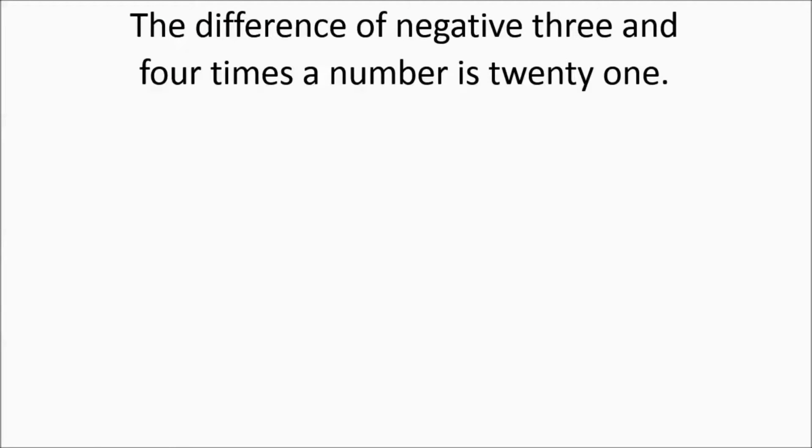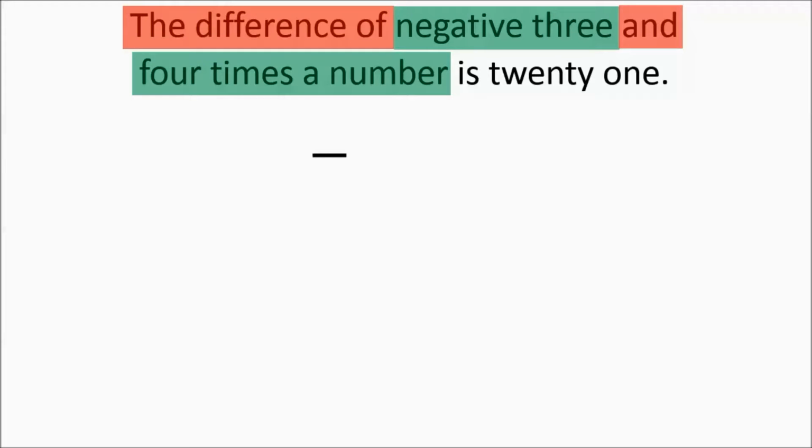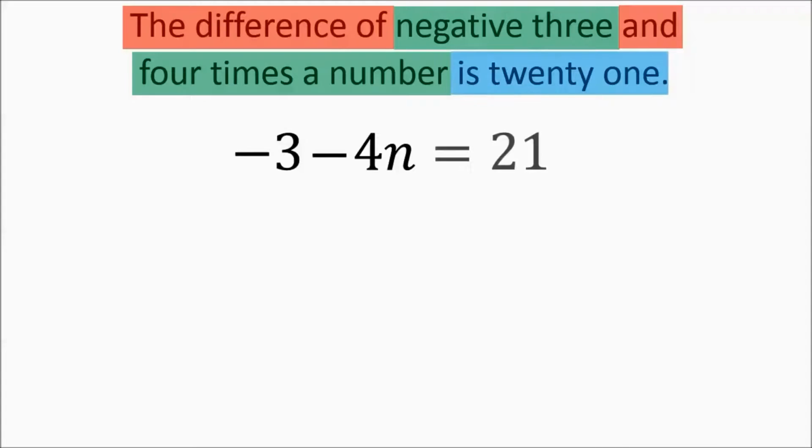"The difference of negative 3 and 4 times a number is 21." So we have our subtraction sign, since it's difference. Whatever's in front of the word "and" is going to go in front of the minus sign. And then whatever comes after is going to go to the right of the minus sign. Negative 3, 4 times a number. And then "is 21." So we're going to go through the same process to solve for the variable.